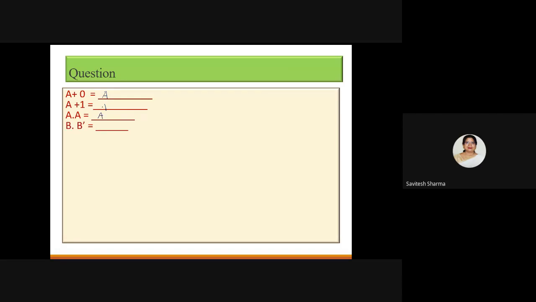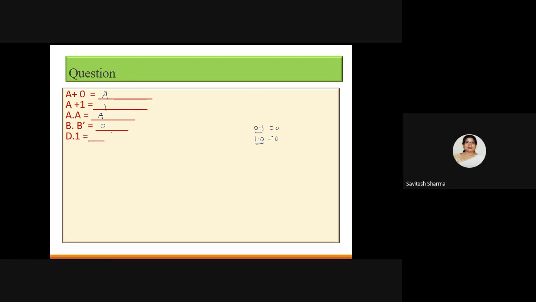Okay. Next, B dot B complement. B dot B complement is 0. How? Because if suppose B is 0, B complement will be 1, so it will be 1 dot 0, which is 0. Or if B is 1, B complement will be 0. Again it will be 0 because this is an AND operation. If any 0 is there, your output will be 0. So B dot B complement is 0.